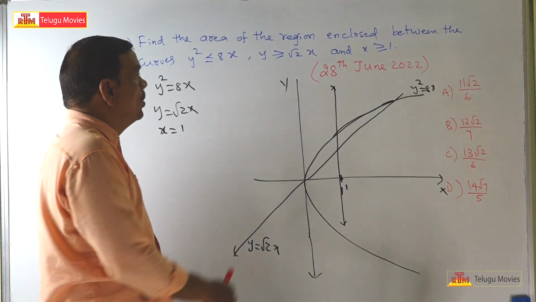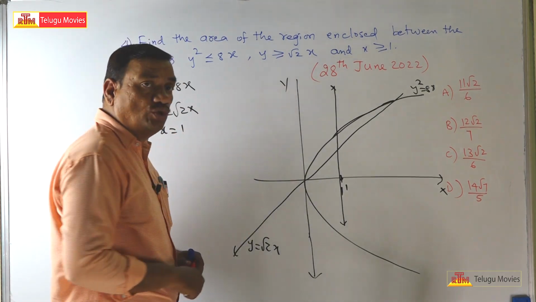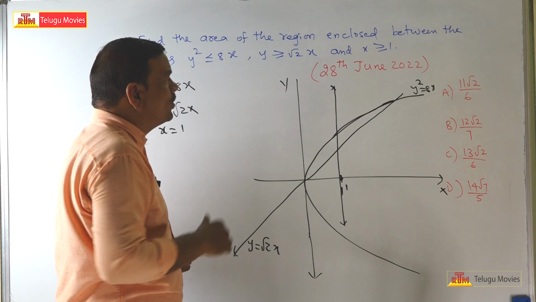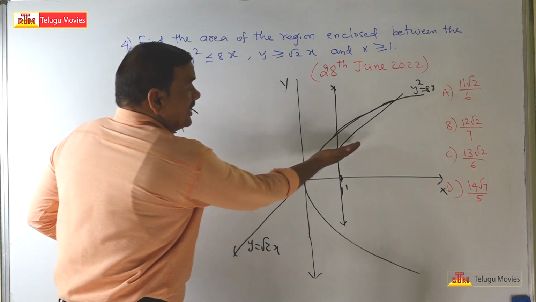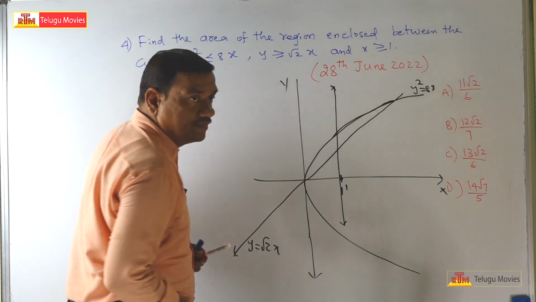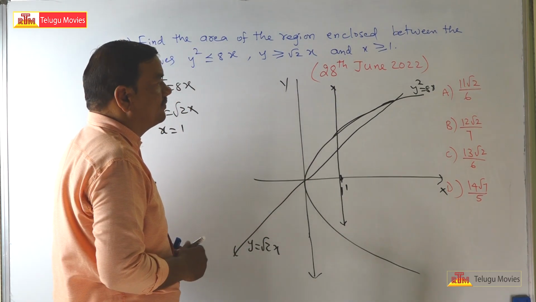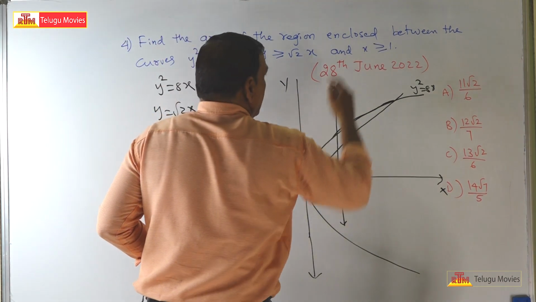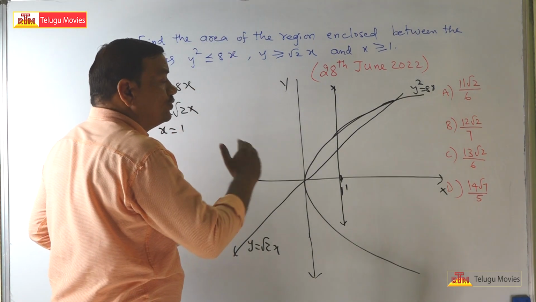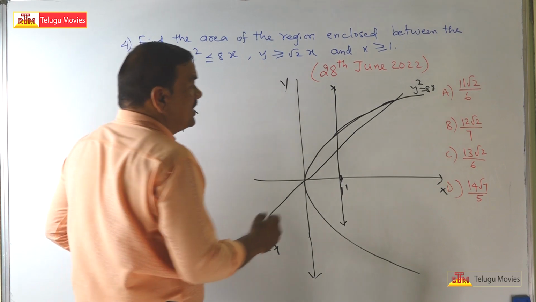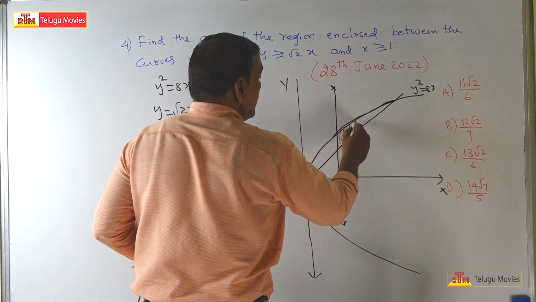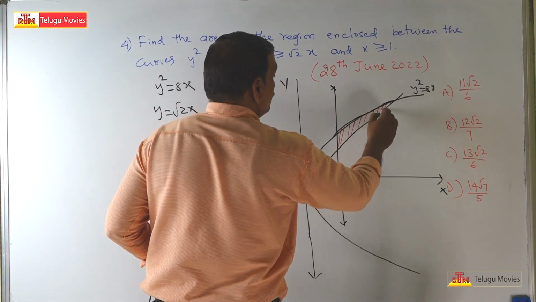Now y ≥ √2x means what? This is y = √2x, and greater than means upward. x ≥ 1 means to the right of the line x = 1. If you observe, what is the enclosed area? This will be the enclosed area.